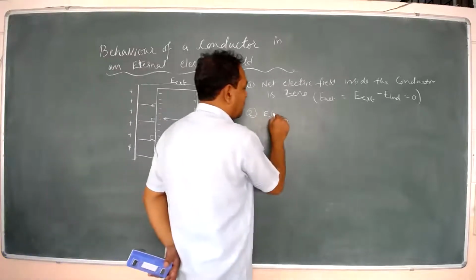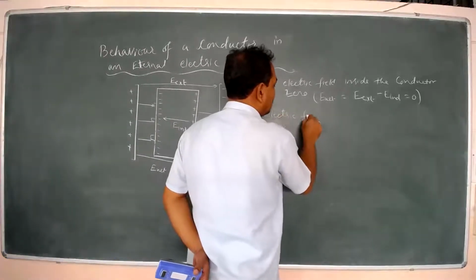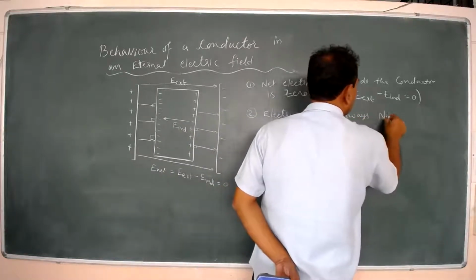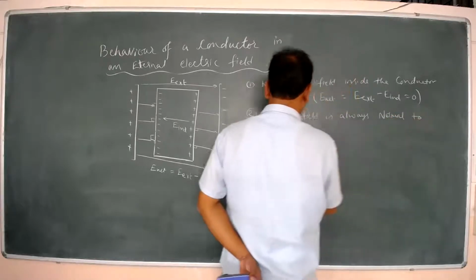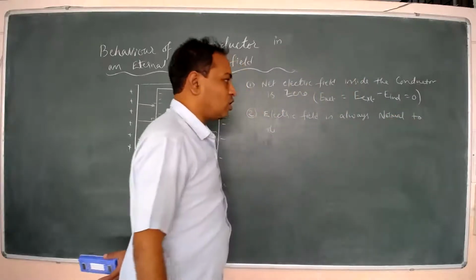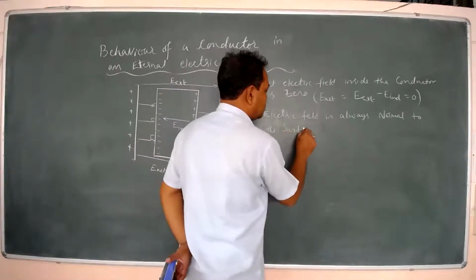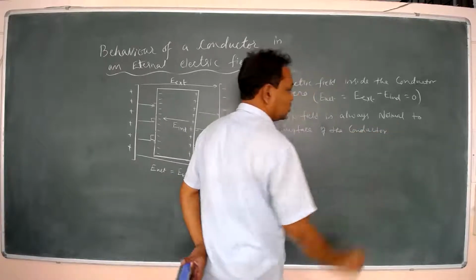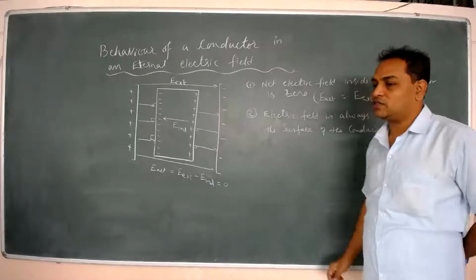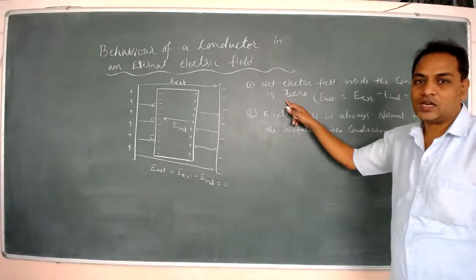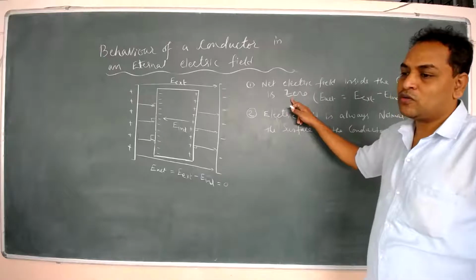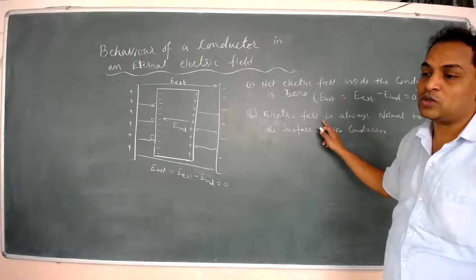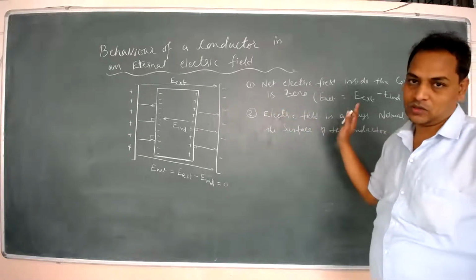So therefore, I can say the electric field is always normal to the surface of the conductor. So this is the second point. The first point is that the net electric field inside the conductor is 0, whereas the second is that the electric field is always normal to the surface of that conductor.